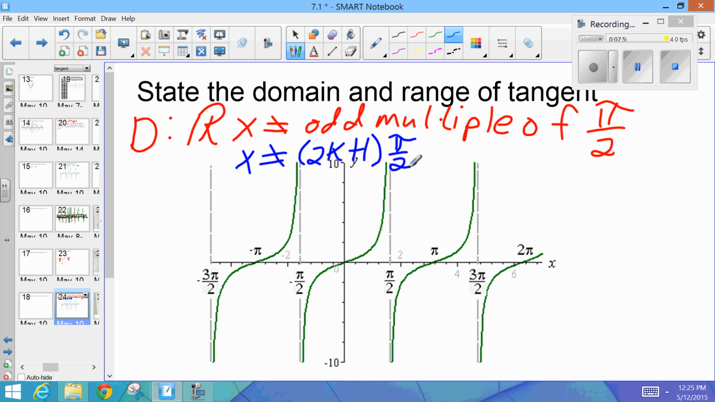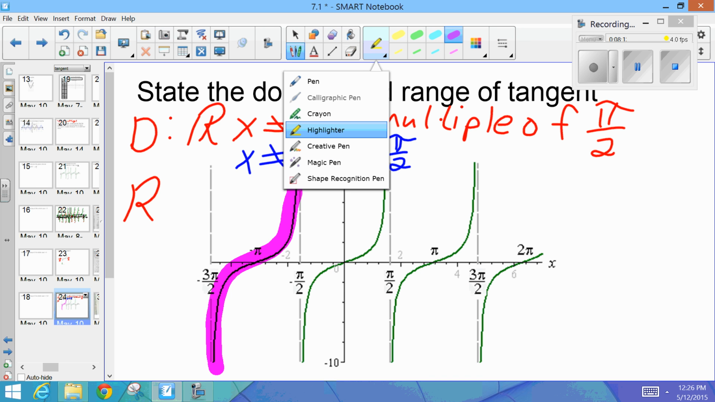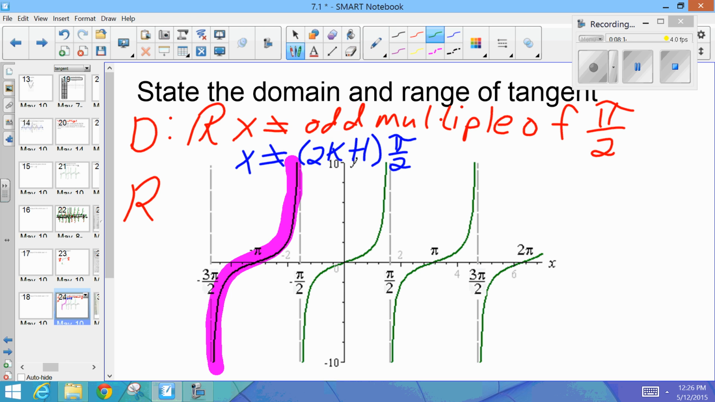The range is going continuously, let me get the highlighter out, from negative infinity all the way to positive infinity. There are no breaks in the range. So the range is all real numbers.